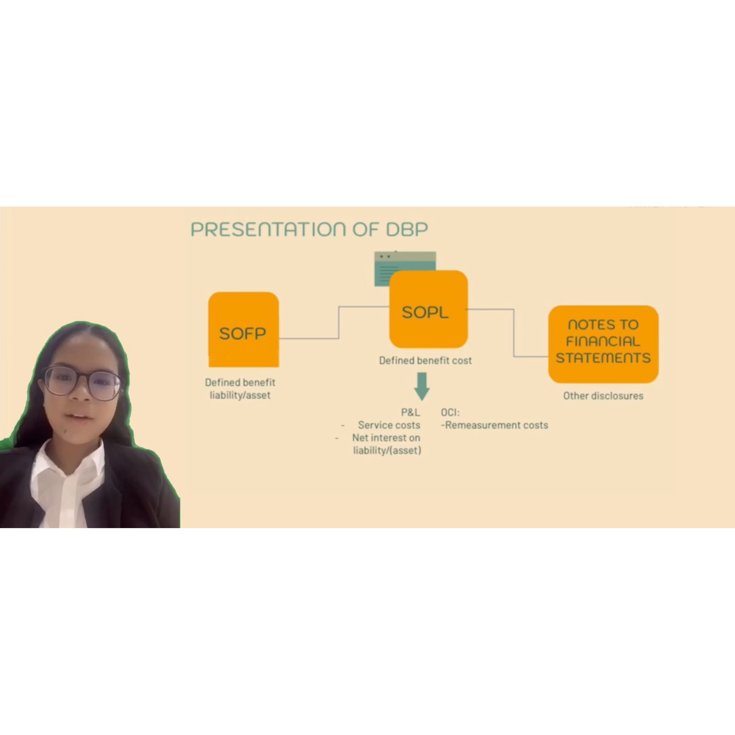Presentation of defined benefit plan is under 3 categories. The statement of financial position includes defined benefit liability or asset. Furthermore, the statement of profit or loss includes service costs and net interest on liability or asset. However, other comprehensive income includes remeasurement costs. Furthermore, the notes to financial statements include other disclosures.